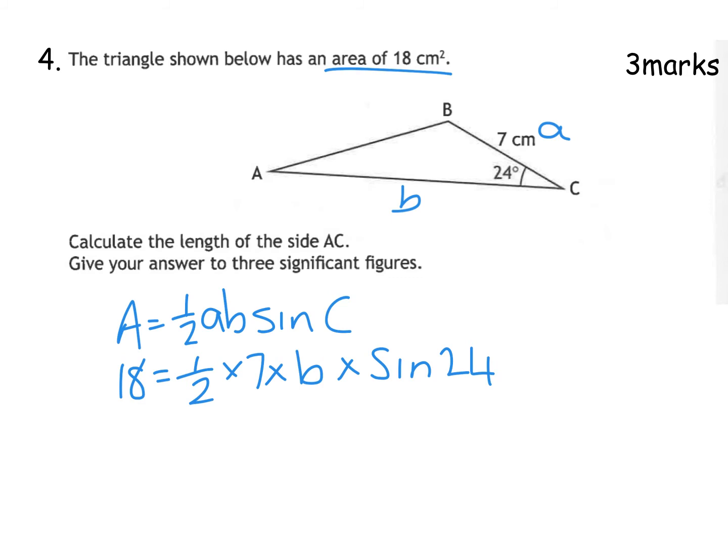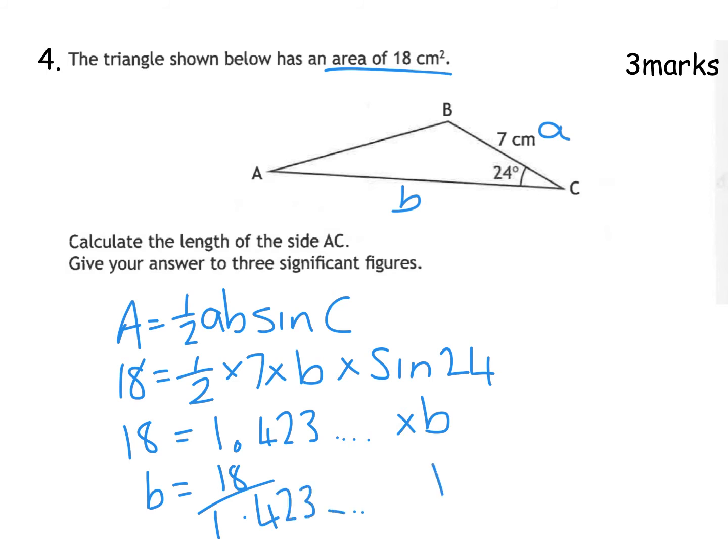A half of 7 times sine 24 is 1.42 something. So I've got 18 equals 1.423 and so on times b. And then b will be 18 divided by that number. So 18 over the number. Now I'm keeping that full thing in my calculator. And I'm just going to do 18 divided by my answer button. And it gives me 12.644. But they want it to 3 significant figures. So that would be the 12 and the 6 are staying. So 12.6 centimetres to 3 sig fig.